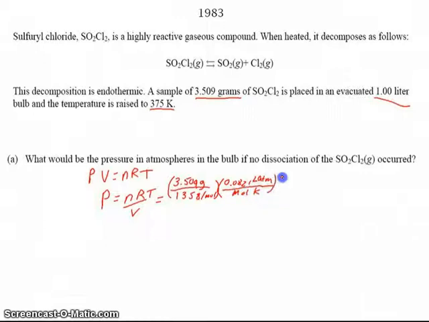And we're going to be operating at a temperature of 375 Kelvin in a volume of 1 liter, so that the pressure, if all of this remained as sulfuryl chloride, if we run that through the calculator, you'll see it's 0.800 atmospheres. So part A is pretty simple. Just apply your basic gas law equation.